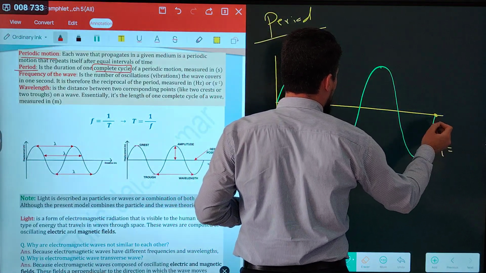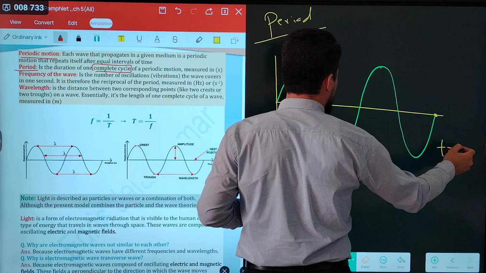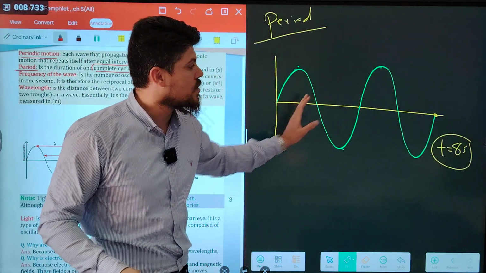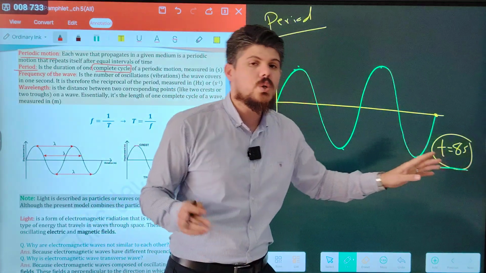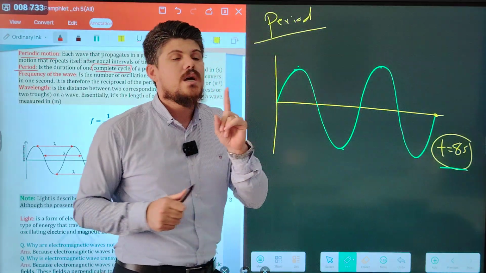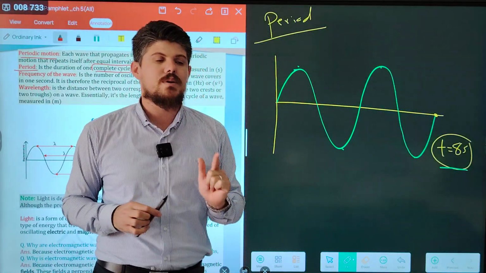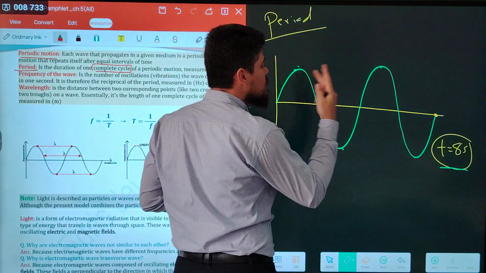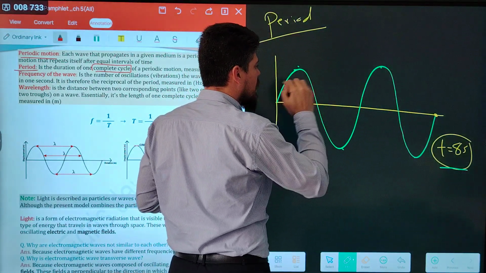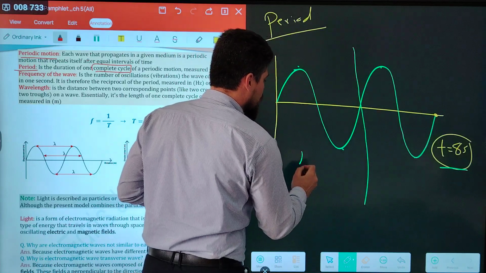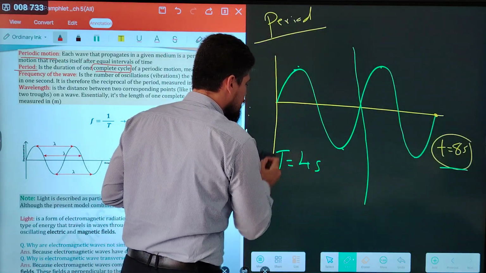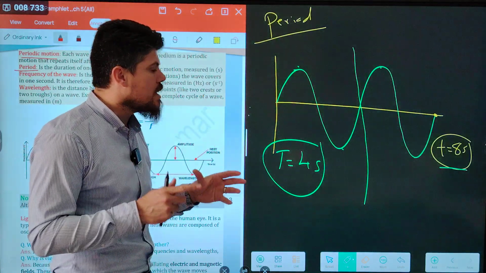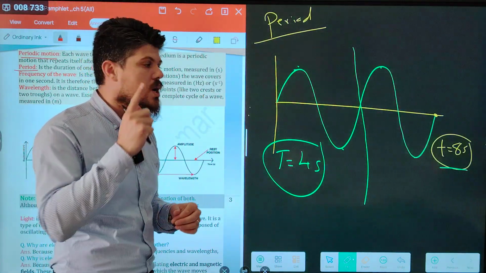For example, if the time it takes for these two wavelengths is equal to 8 seconds, what is the period for this wave? Can we say this is the period? No, this is not the period. Period occurs only for one complete cycle. How many cycles do we have here? Two cycles. If two cycles is equal to 8 seconds, one cycle is equal to 4 seconds. Now, this 4 seconds is the period. Period is the time it takes for one complete cycle.